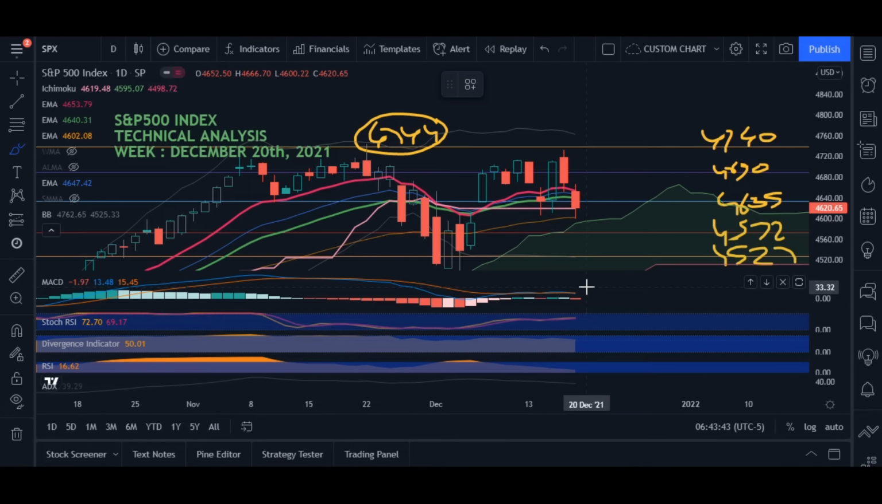Now divergence is normal, not a problem. Momentum is almost dead. Momentum is not supporting, meaning momentum is neither supporting bulls nor supporting bears.